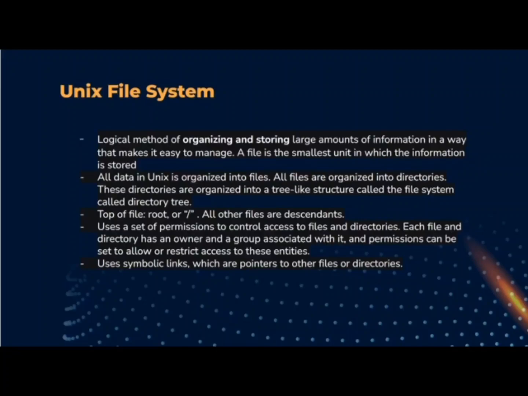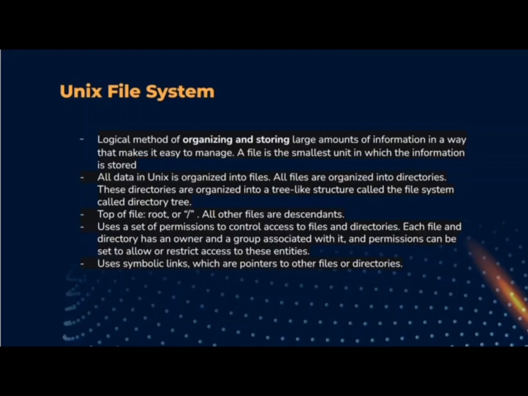First and foremost, the Unix file system is a logical method of organizing and storing large amounts of information in a way that makes it easy to manage. A file is the smallest unit in which information is stored. Data in Unix is organized into files, the files are organized into directories, and these directories are then organized into a tree-like structure. At the top is the root, represented by a slash, and all the other files are descendants.